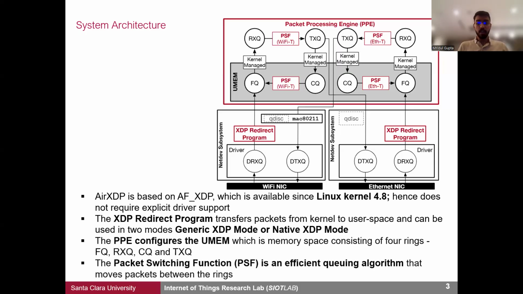The next major component is the packet processing engine, or the PPE. This is a user space program consisting of two parts. First, the user memory, or the UMEM. It is a memory space created by the user to allocate memory to the four queues of AF_XDP: the receive queue and the fill queue on the ingress end, and the transmit queue and the completion queue on the egress end. It is in these queues that the packets reside. The next component of the PPE is the packet switching function, or the PSF. This is a queuing algorithm that we created in order to efficiently move the packets across the four queues.